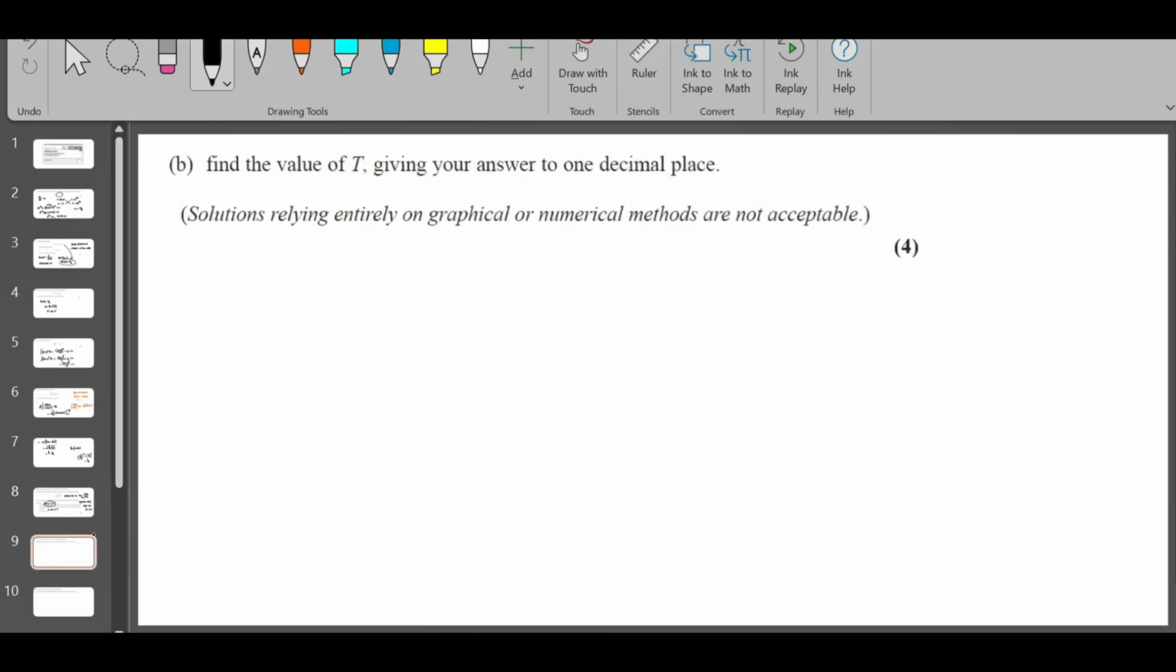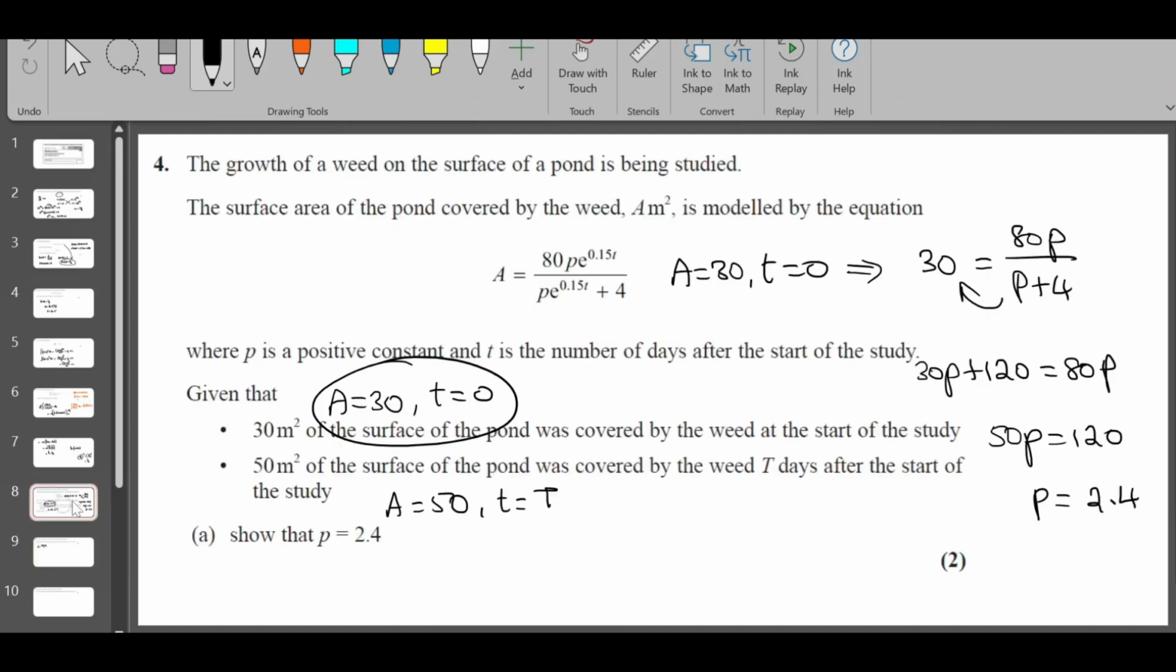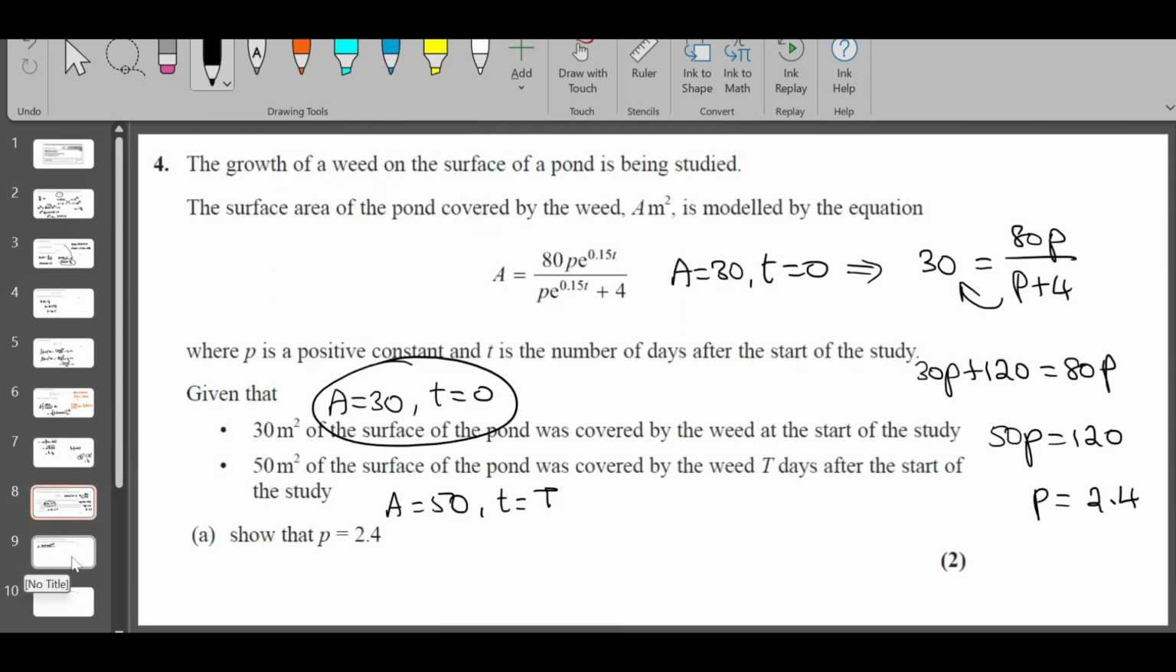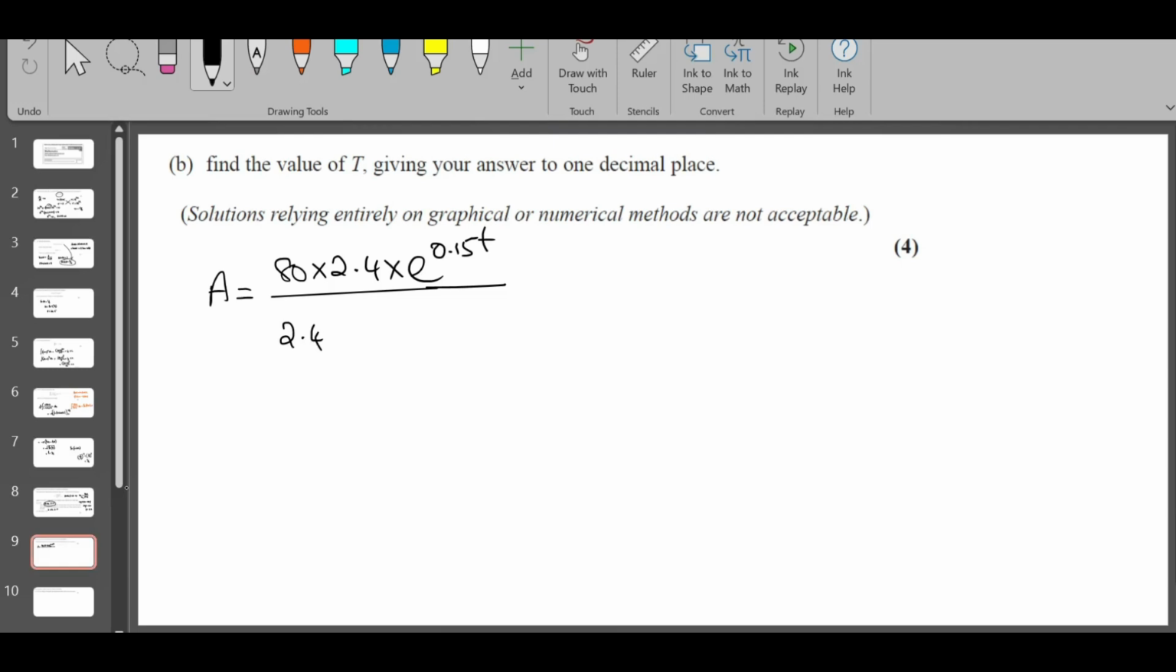Find the value of capital T, give your answer to 1 decimal place. Okay, I'm going to write the equation. A is equal to 80p e to the power 0.15t divided by p e to the power 0.15t plus 4. We know the value of p, right? Just sub in here. So write it as 80 times 2.4 times e power 0.15t divided by 2.4 e to the power 0.15t plus 4. Replace small t by capital T.